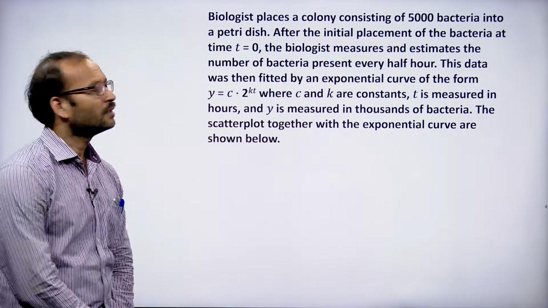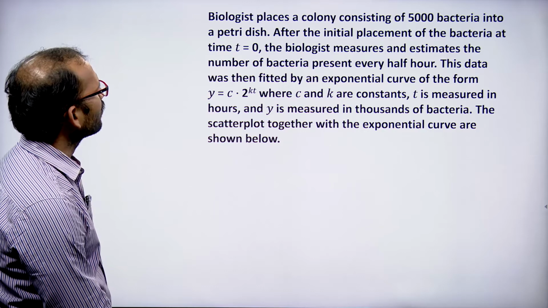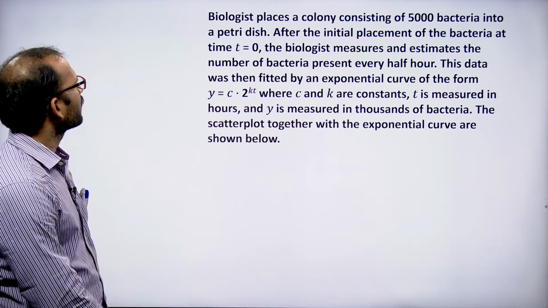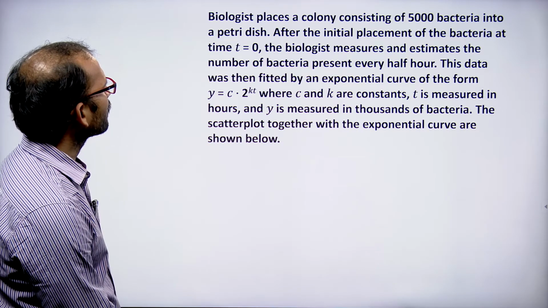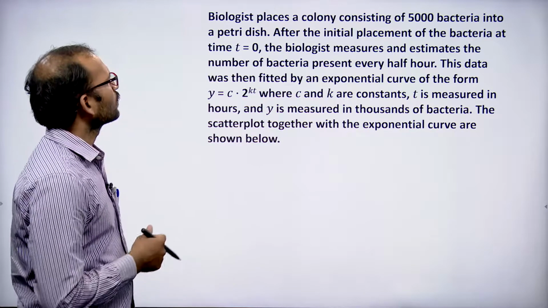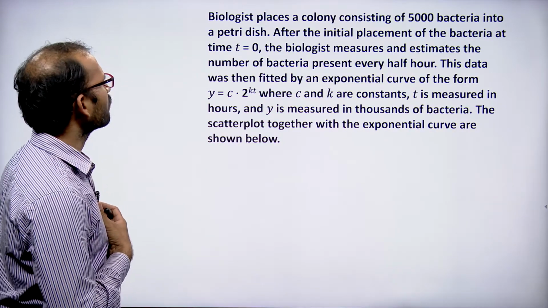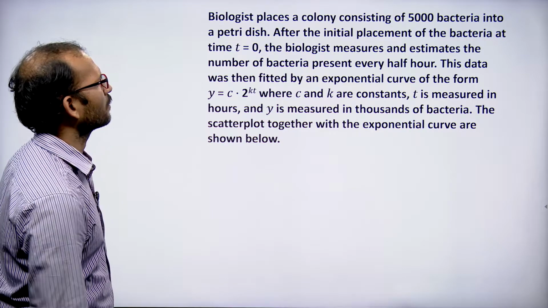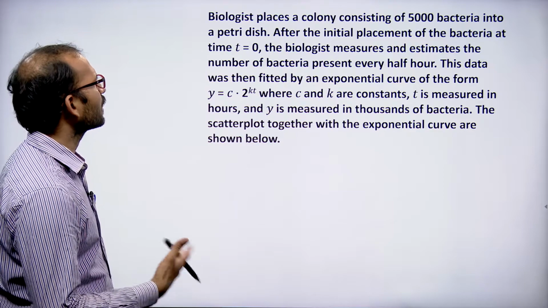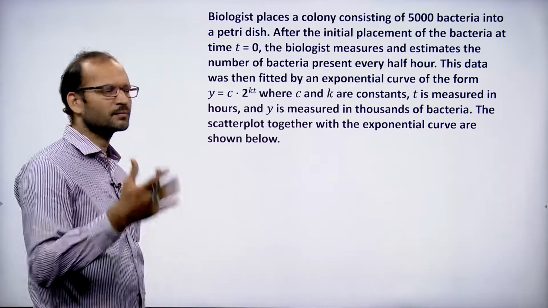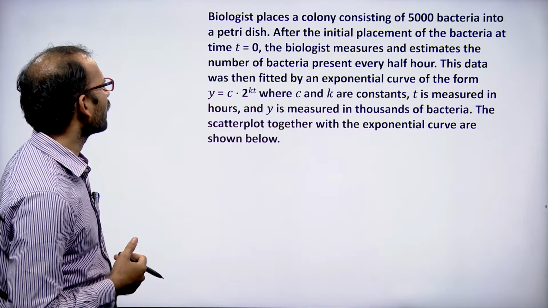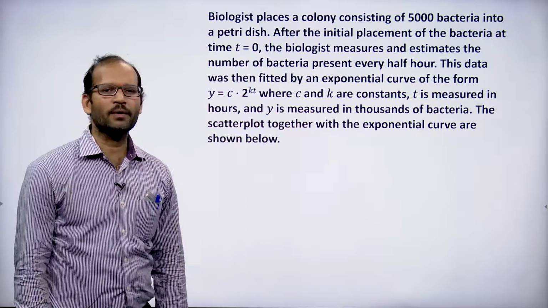Some data is given here. A biologist places a colony consisting of 5000 bacteria into a petri dish. After the initial placement of the bacteria at time t equal to 0, the biologist measures and estimates the number of bacteria present every half an hour. This data was fitted by an exponential curve of the form y equal to c into 2 power kt.